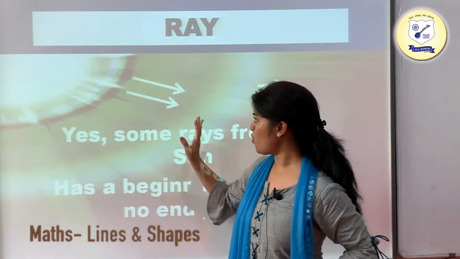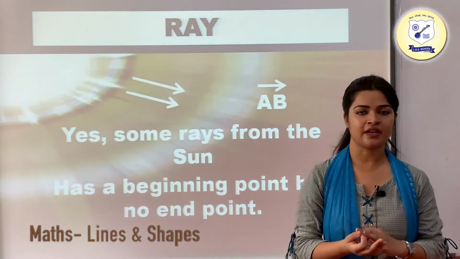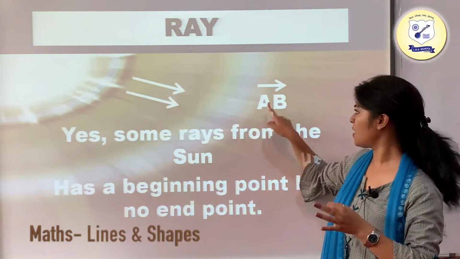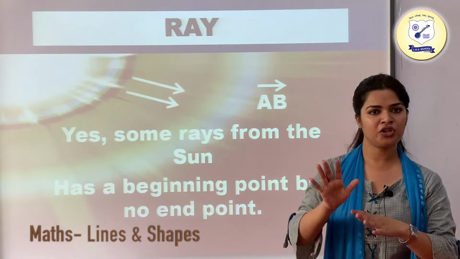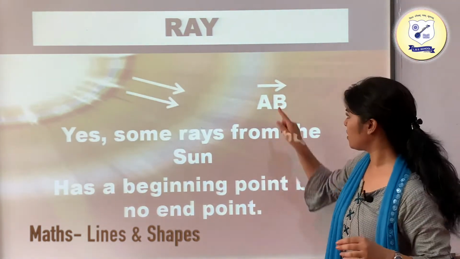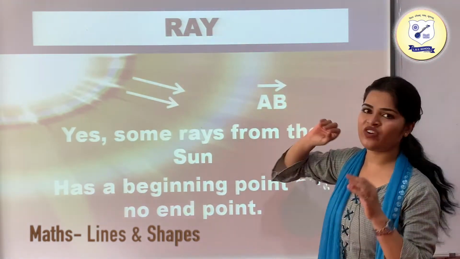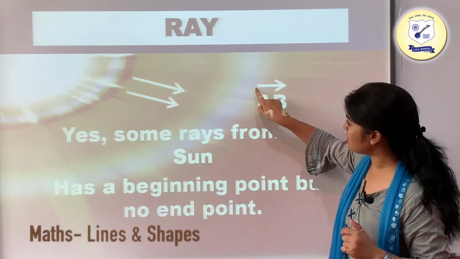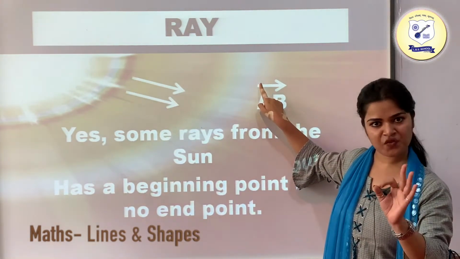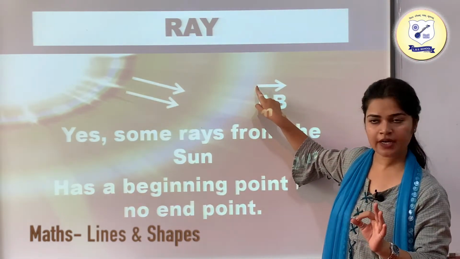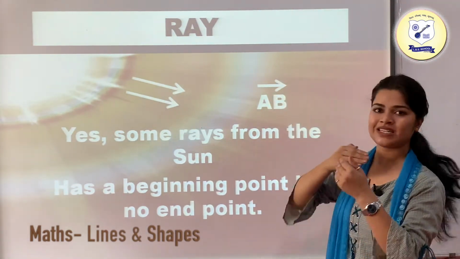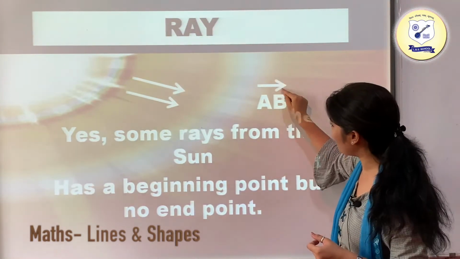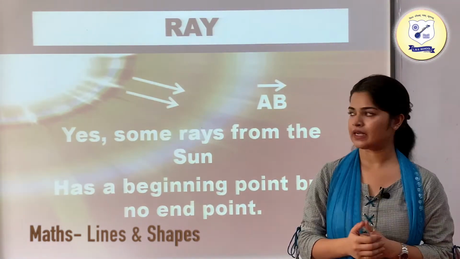So the ray has an initial point, but it is not going to have any terminated point. Now how can we represent it? AB: this is the point from where it is going to start, and this is the point where it is going to reach at the last point. So this is how we represent a ray. This is the initial point. Since that is fixed, we have a point over here, and since we can elongate or continue drawing in one direction, we have put an arrow on this side.